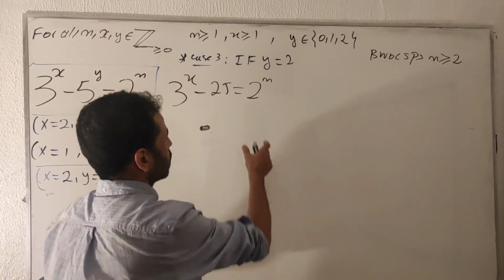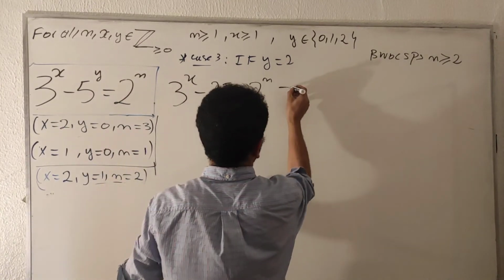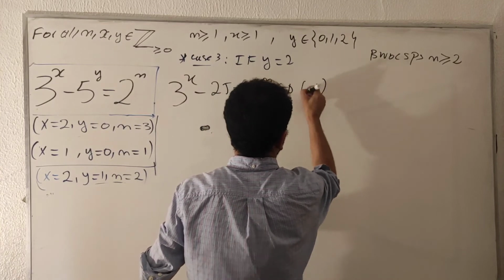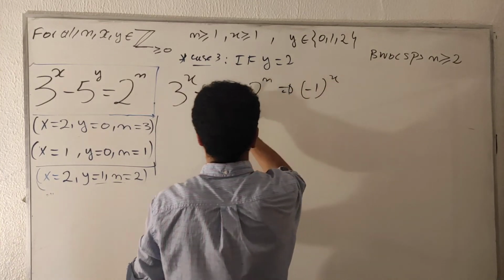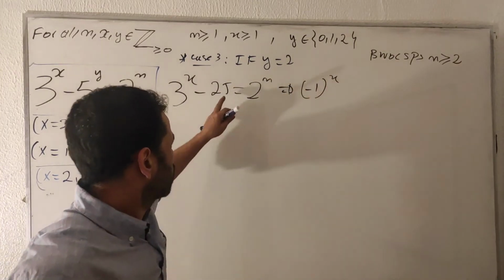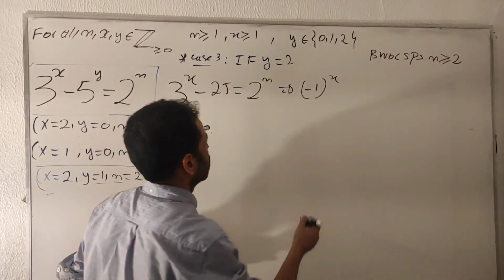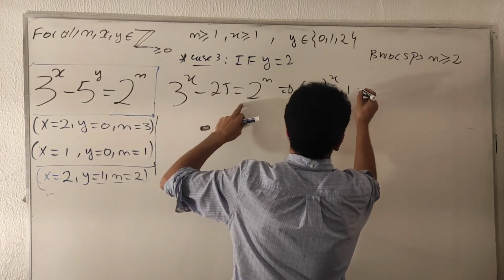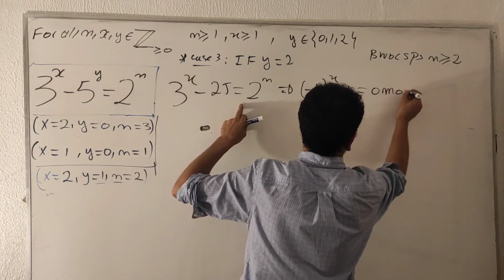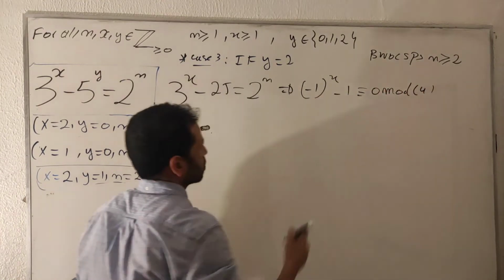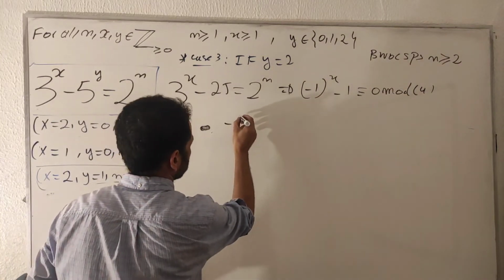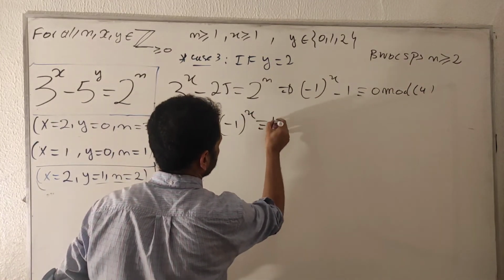So by reducing this one to mod 4, I get here minus 1 to the x. This minus 125 becomes 25, which is 24 plus number 1. 24 will be divisible by 4. I will be left with minus number 1 here, which is congruent to 0 mod 4. Okay, let's take this minus 1 to the right. I get minus 1 to the x is congruent to 1 mod 4.